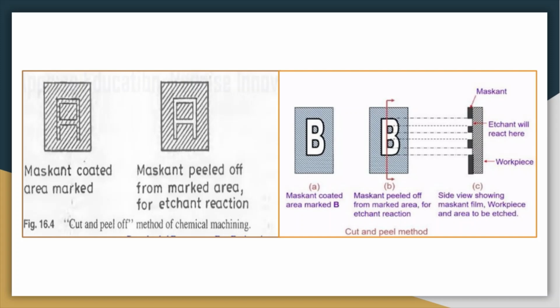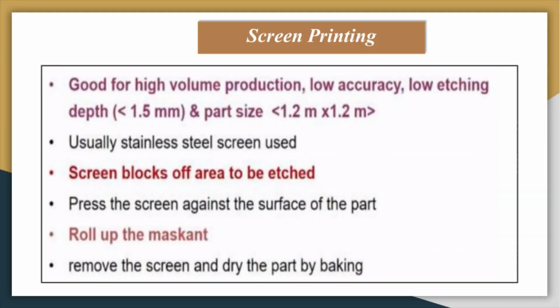Now let us move to the next maskant technique, that is screen printing. This technique is good for high volume production with low accuracy and comparatively low etching depth, less than 1.5 mm, and for part size normally not more than 1.5 meter by 1.5 meter. In this method, a screen, usually stainless steel, is used. The screen has the areas blocked off that are not to be selectively etched.